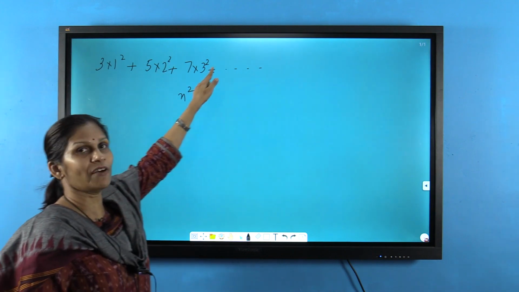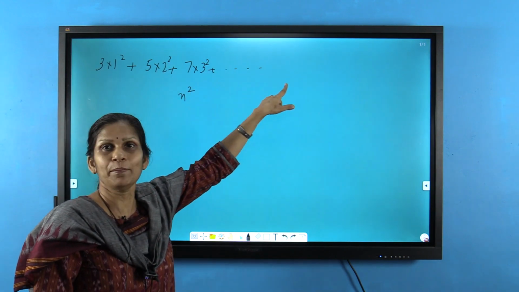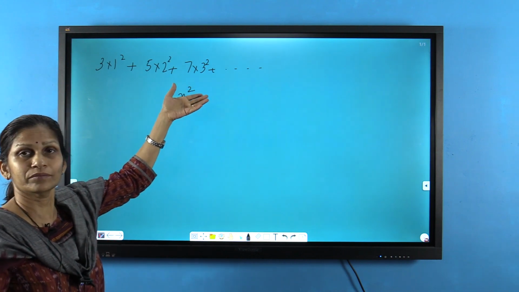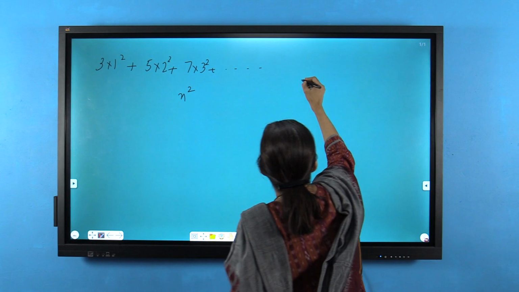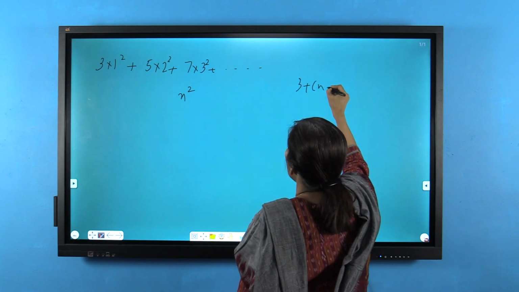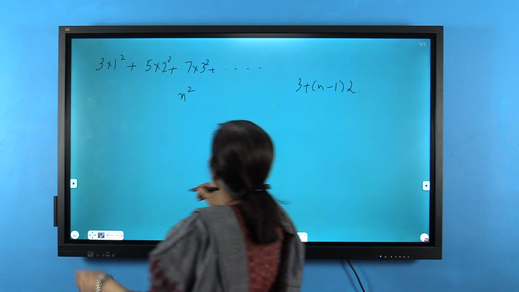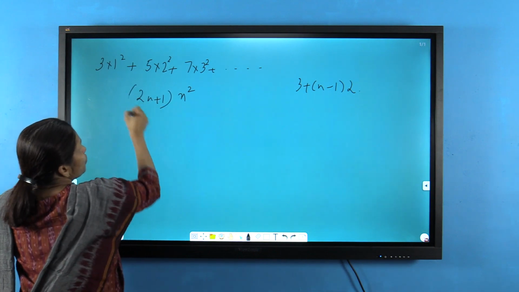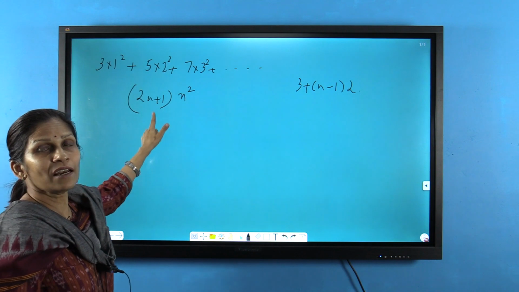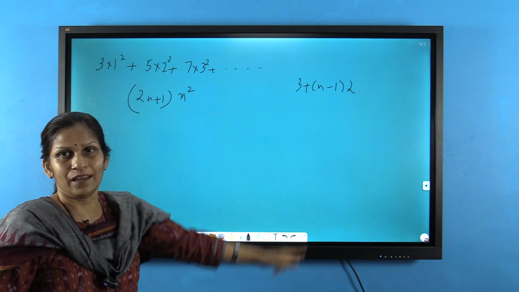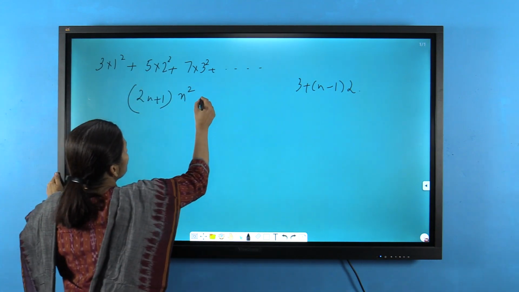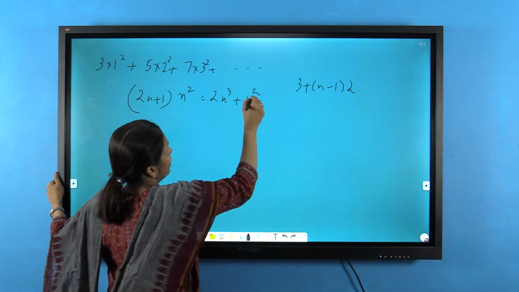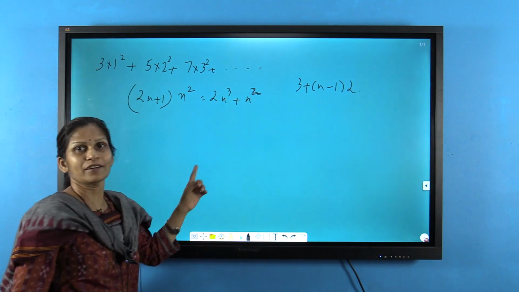3, 5, 7, all that, isn't that an AP? What is its general term? Isn't it a plus n minus 1 into d? So, isn't 2n plus 1 into n squared the general form of a term like that? So, what is it that you have? 2n cubed plus n squared, that is your general term.